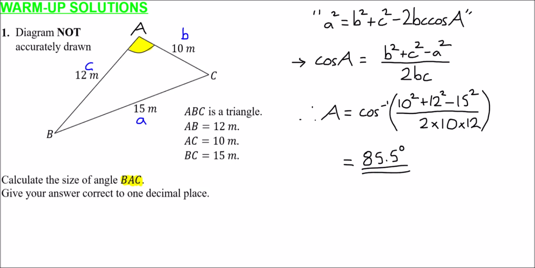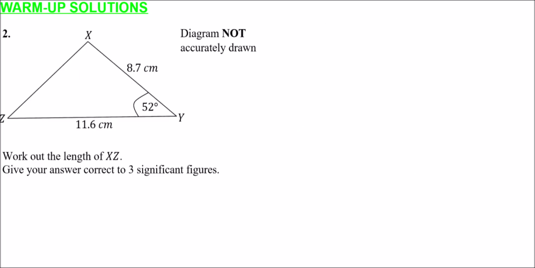Let's now have a look at question 2. So question 2, we've got this triangle here, XYZ. We need to work out the length of XZ. So XZ is the line going from X to Z, which is this one here.